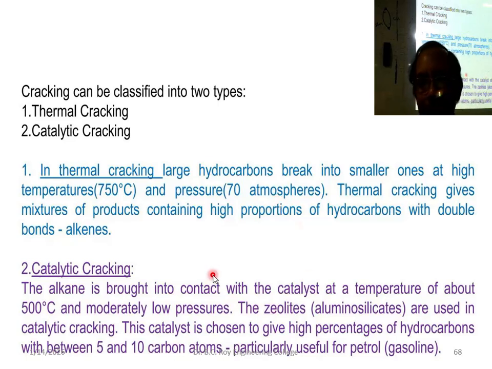Then catalytic cracking, temperature is 500. See, 750 and 500, a lot of difference. Much lower. And moderately low pressure. How much? 1 to 2 atmosphere.